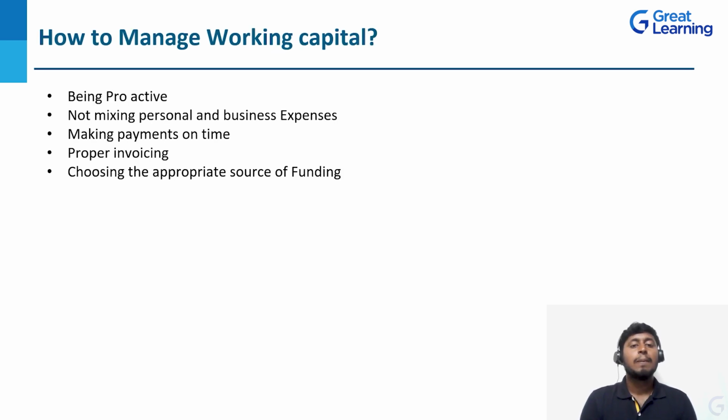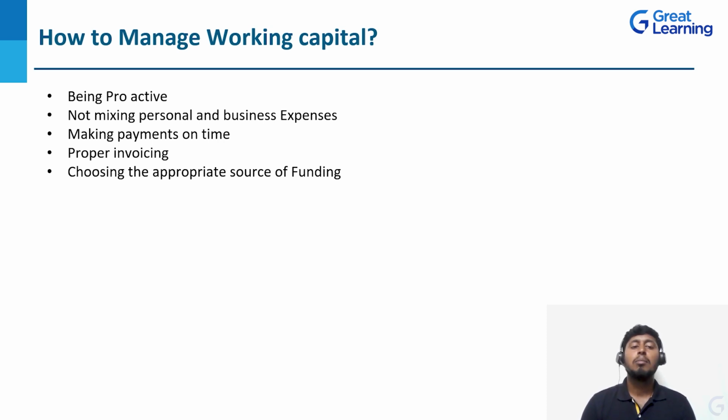So next, how to manage working capital. We have many points, but these 5 points are very important. First one, being proactive. The first stage is we need to plan, correct? Once we get the plan or the estimation, we need to be proactive in getting or arranging the money. That is being proactive.